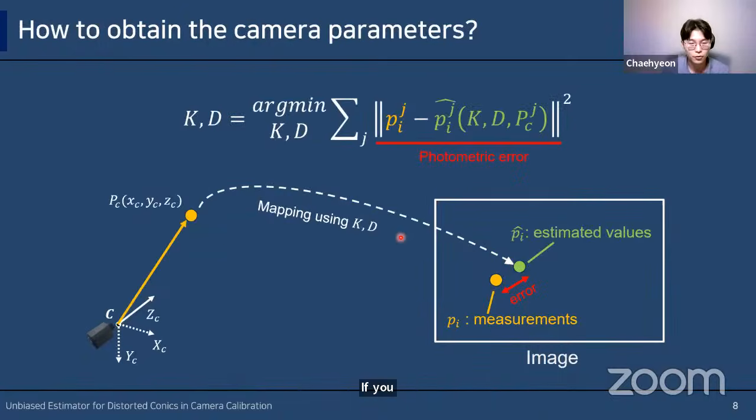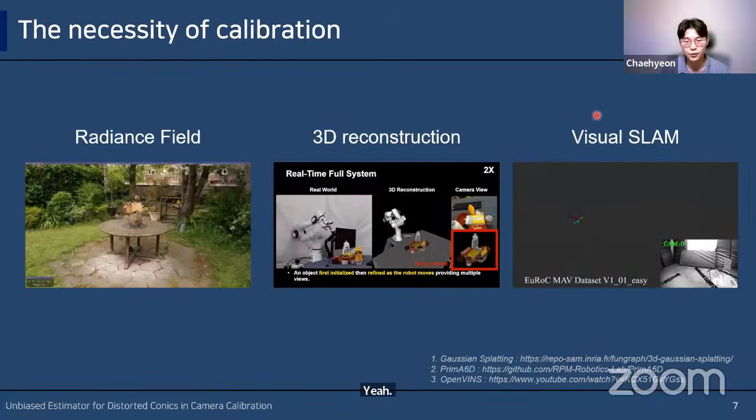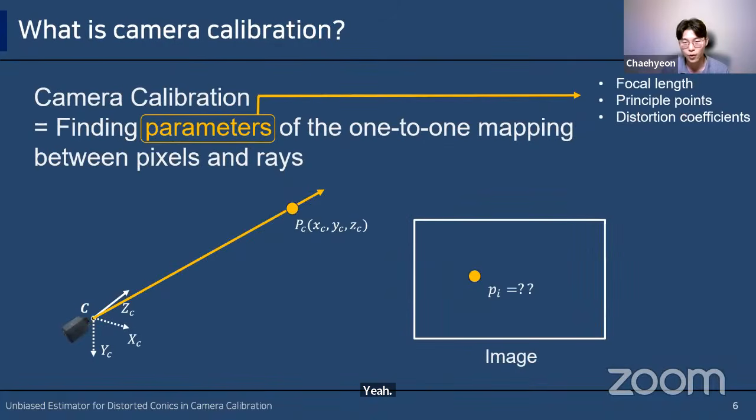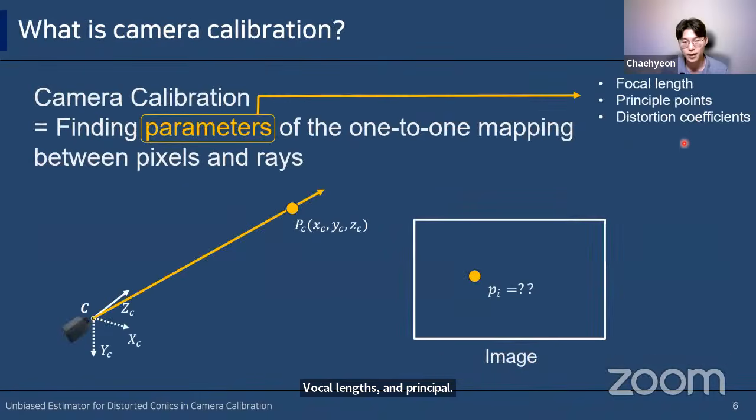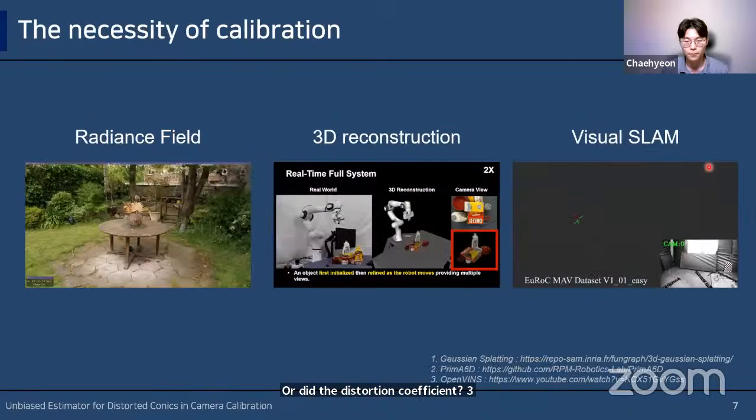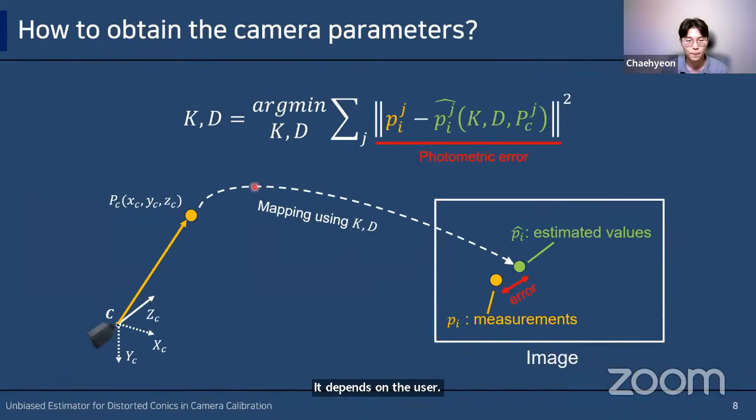Oh, yeah, that's a great point. So K is a 3x3 matrix, and that matrix includes the focal length and principal points. And D is the distortion coefficient, and the number of distortion coefficients may be 3 or 4 or more than 5. It depends on the user choice. So I indicate the K and D as our camera parameters.